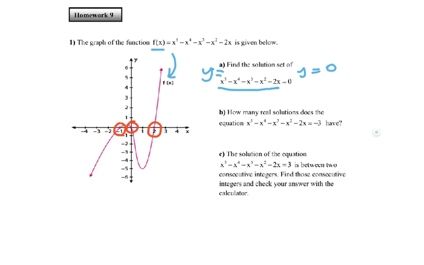So when we write our answer, we write it as a solution set, using our set brackets. So we had -1, we usually write them in ascending order, 0 and 2 are the solutions, or the zeros. We can also think about them as the x-intercepts of the function.